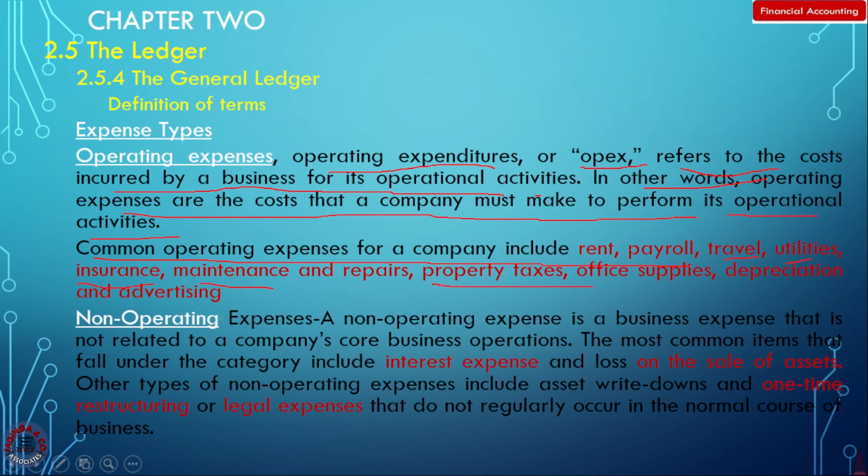Then you also have property and taxes. We have office supplies. We have depreciation. We also have advertising. So these are the common operating expenses. When we talk about non-operating expense, we are saying that a non-operating expense is a business expense that is not related to a company's core business operations. The most common items that fall under this category include interest expense and the loss on sale of asset.